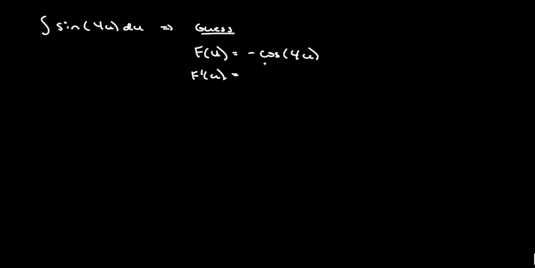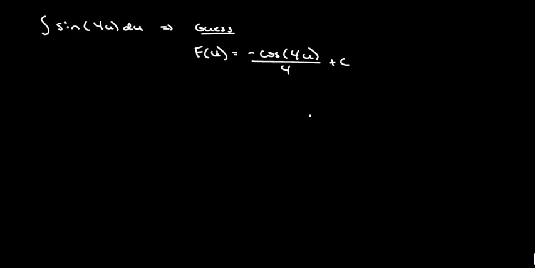Well, when we differentiate this, we use the chain rule. And the chain rule says we take the derivative of the inside with respect to u, which is 4. The negative stays out in front. Then we take the derivative of cosine, which leads us back to negative sine 4u, which would give us 4 sine 4u. So the derivative of this guy is not quite what we wanted. It's 4 times as much. So we're just going to divide this guy by 4, and that will correct for the error.